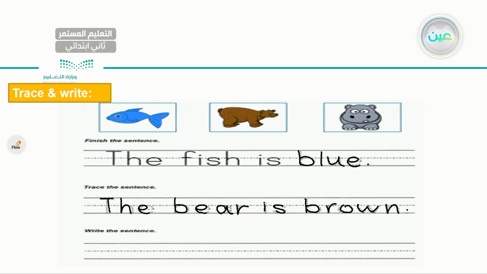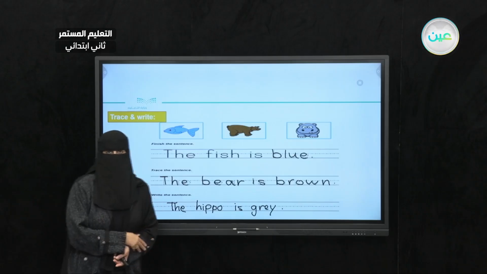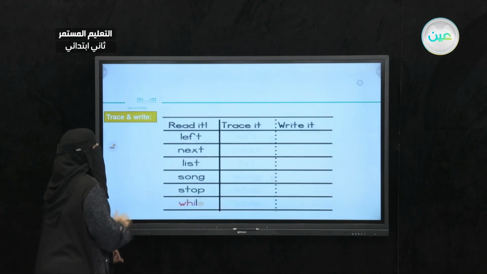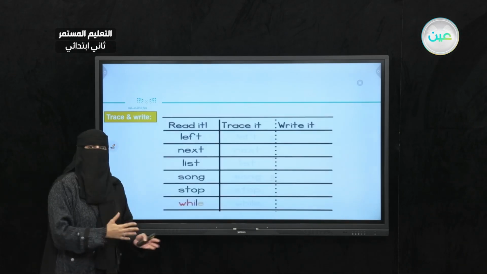Okay, make sure you are writing correctly and please copy it several times. Okay, the last animal, the hippo, is gray. Make sure you are copying these sentences several times, or you can just open your books and pick any words or any sentences you have.